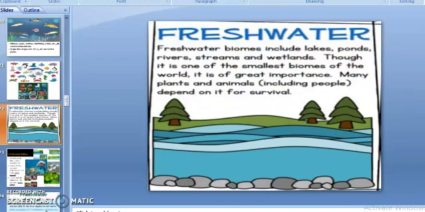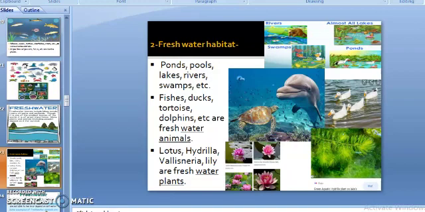Now see these freshwater. Next type is freshwater. Freshwater habitat. Obviously, as the name tells you, the water is not rich in salt content. Means we are talking about ponds, pools, lakes, rivers, swamps. These are all freshwater habitats.